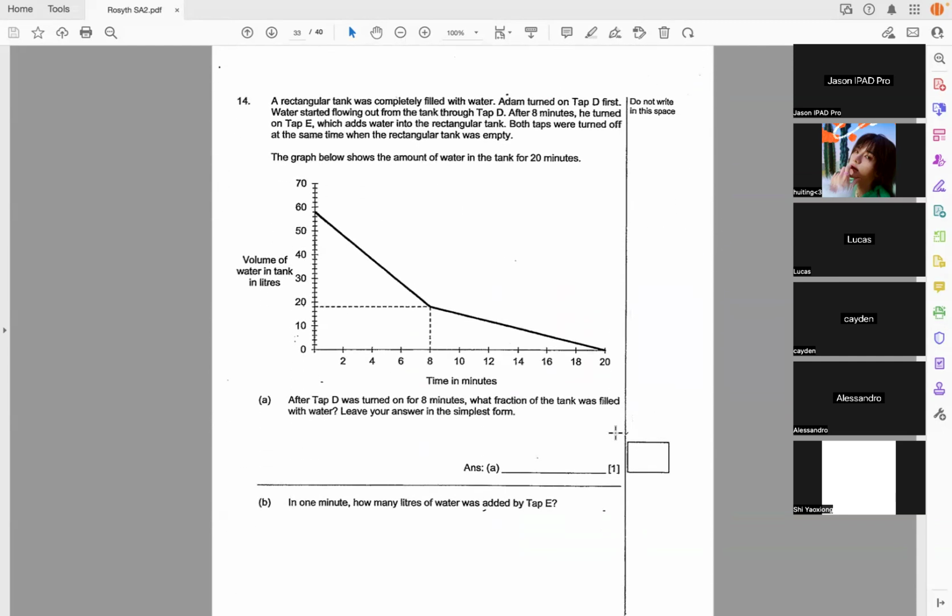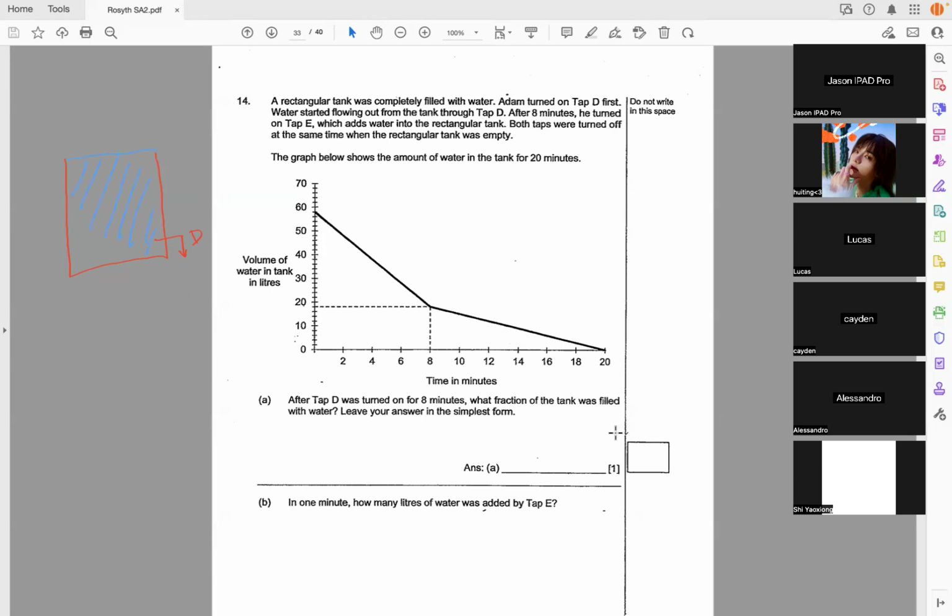A rectangular tank was completely filled with water. Adam turned on tap D first. Water started flowing out from the tank through tap D. So this is a tank, and there's a tap D. Okay, completely filled. So this is completely filled with water. Water started flowing out from the tank through tap D.